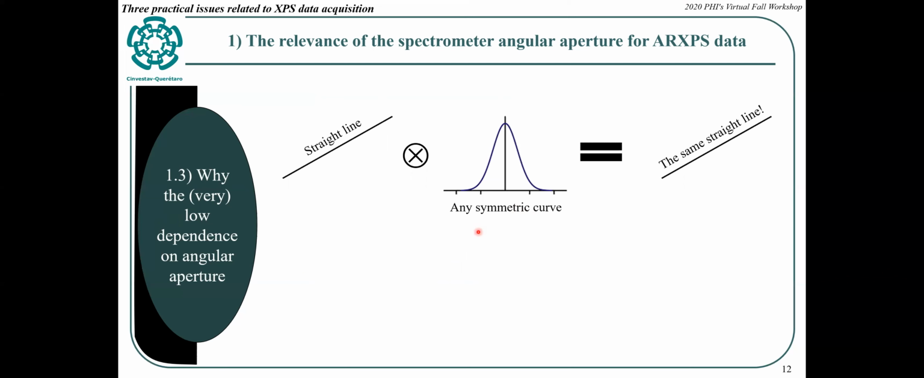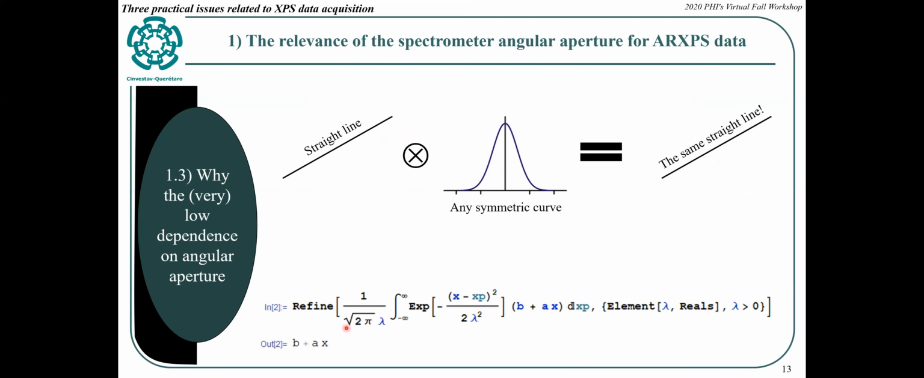The mathematical way to see that is that when you make a convolution of a straight line with any symmetric curve, what you get is exactly the same line. So you can use Mathematica. Here I'm convolving this line, B plus AX, with a Gaussian. And when you do this convolution, what you get is exactly the same line.